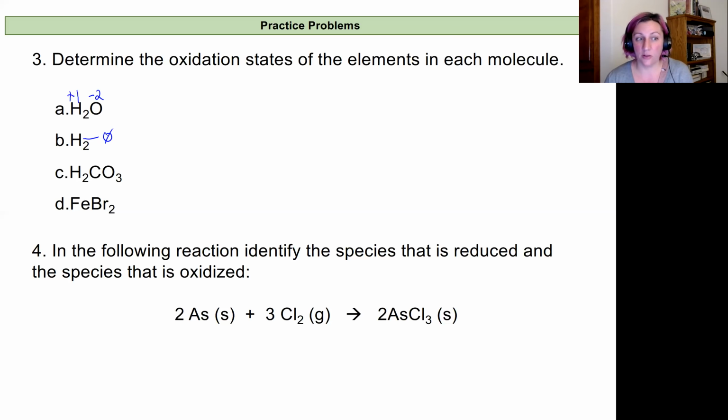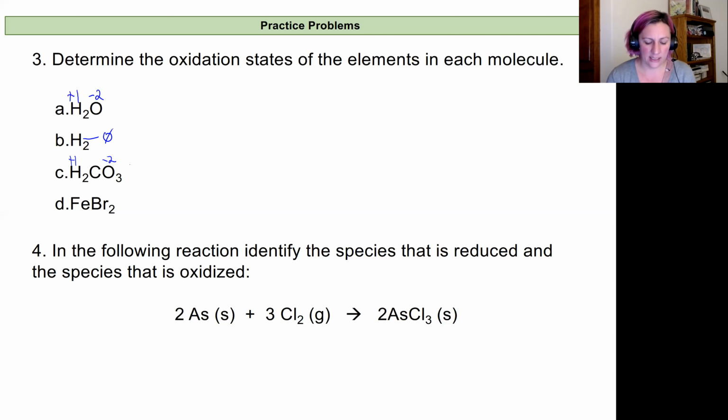So again, we don't have a metal, so we're just going to walk through our non-metal priority list. And it's going to start with fluorine. We don't have any fluorine. So next we'll look at hydrogen. We have 2 of those, so they'll each be +1. Next, we'll assign oxygen. It's next in priority underneath hydrogen. So these will all be -2.